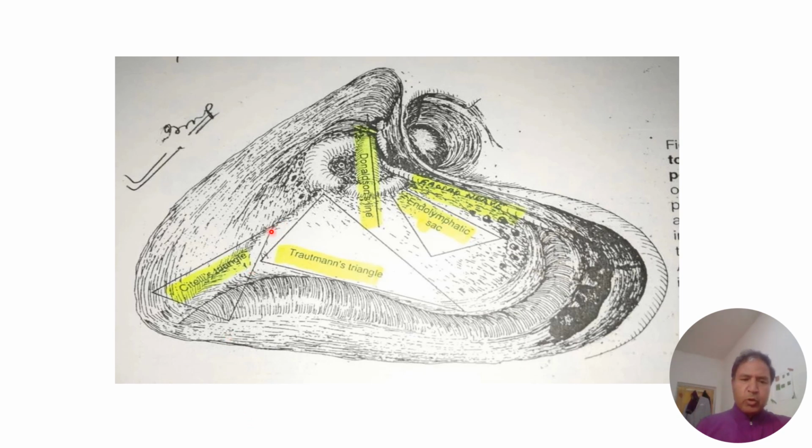Now this is the sinodural angle, this is the dura, this is the sinus. This is Citelli's angle. Now this is Trautmann's triangle. Now this is Donaldson's line. This is the endolymphatic sac. This is the facial nerve. This is the EAC. Donaldson's line passes through the horizontal semicircular canal and bisects the posterior semicircular canal.